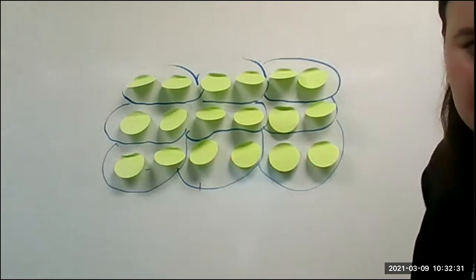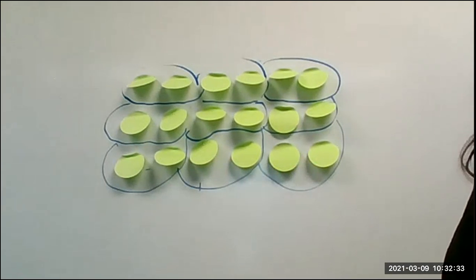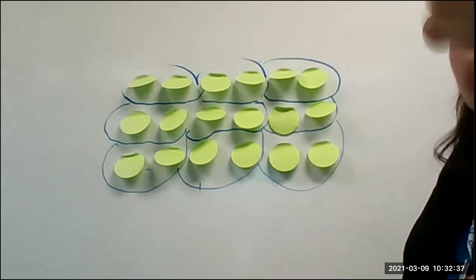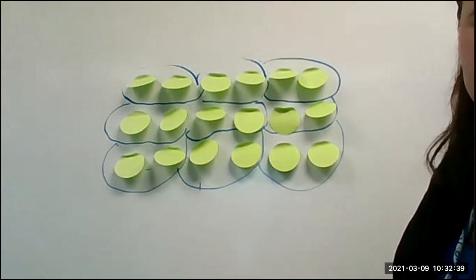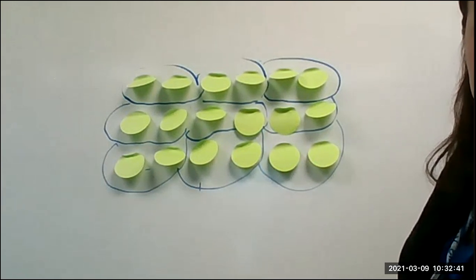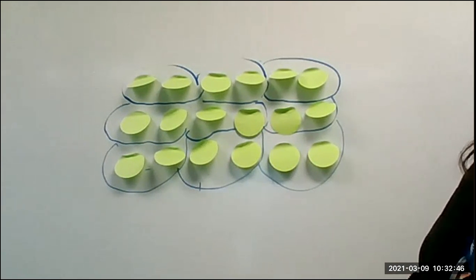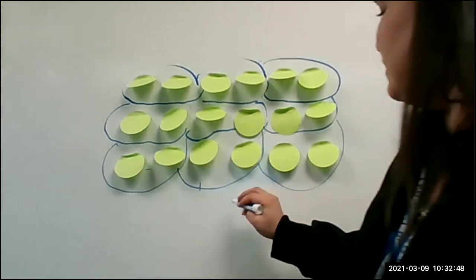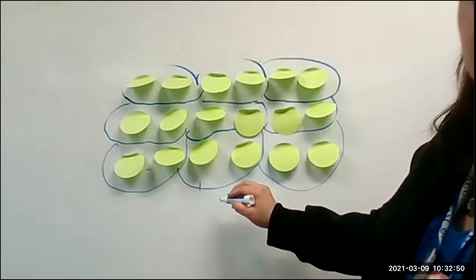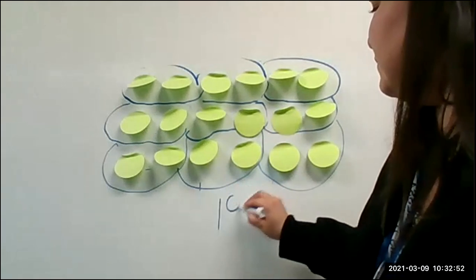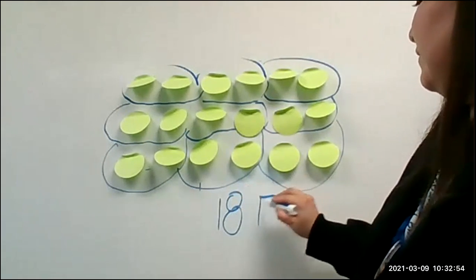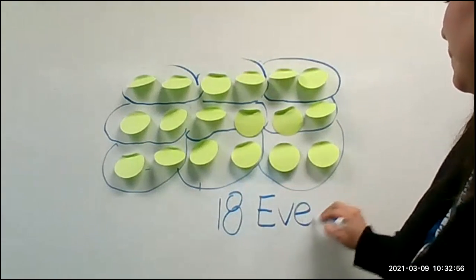Do I have any left over, or do they all have partners? Give me a thumbs up if there is some left over. Thumbs down if they all have partners, all have a friend. All right, good job. Which means that 18 is an even number.